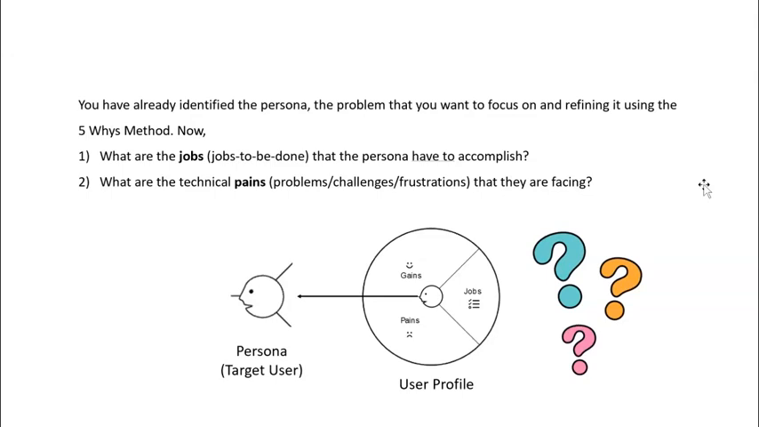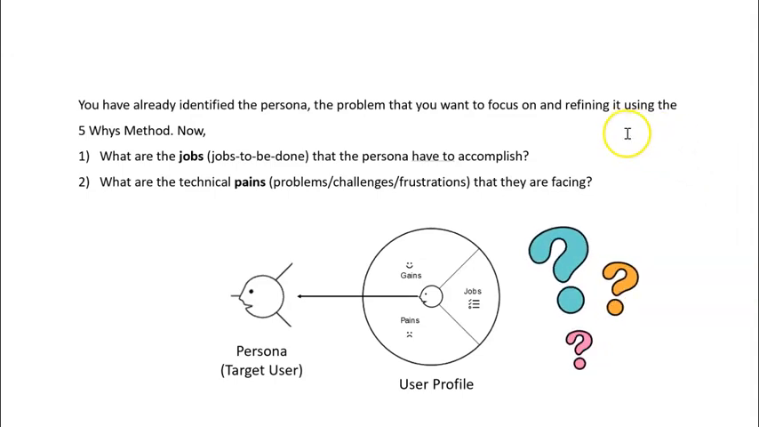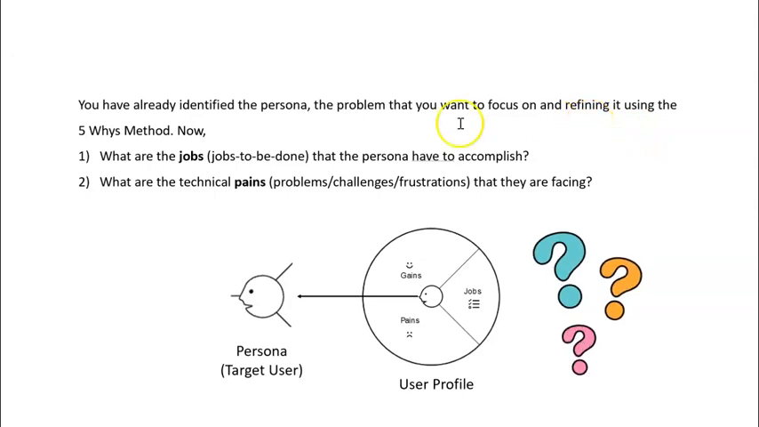Now, you have already identified the persona, which is your target user, the one that is experiencing the problem. Then you have also identified the problem that you want to focus on, and you have also refined it using the 5 whys method. Now, what are the jobs or jobs to be done that the persona have to accomplish? Next, what are the technical pains or the problems, the challenges, the frustrations that they are facing?